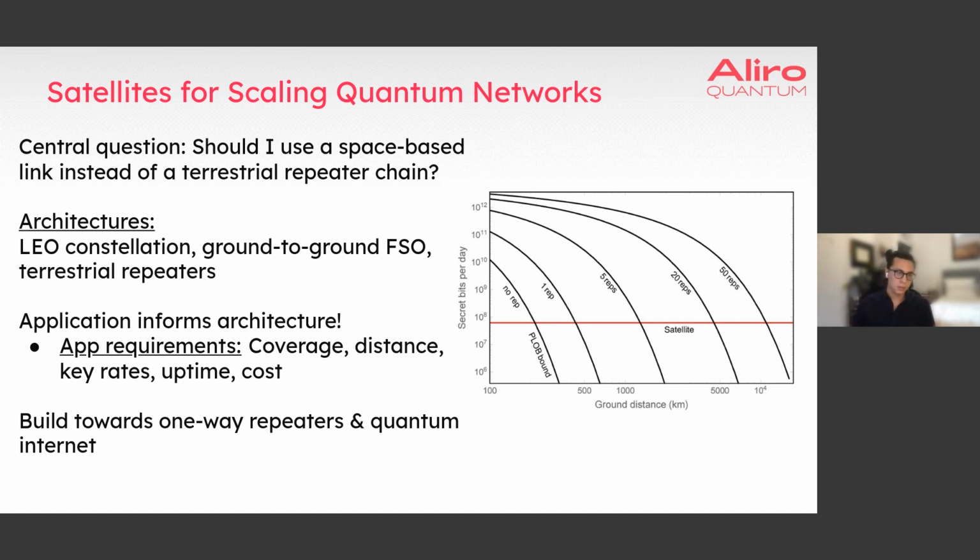But we want to build scalably. We want to build towards this end vision of a global quantum internet. We need to be prepared for advancements in technology, so, for example, one-way repeaters. So we need to build these systems with not only the application in mind, but also what we can expect from technological development in the coming years.